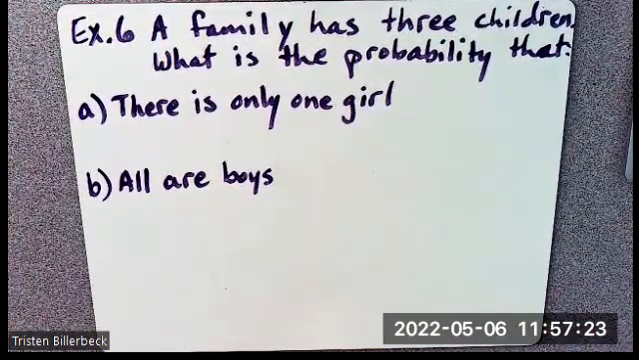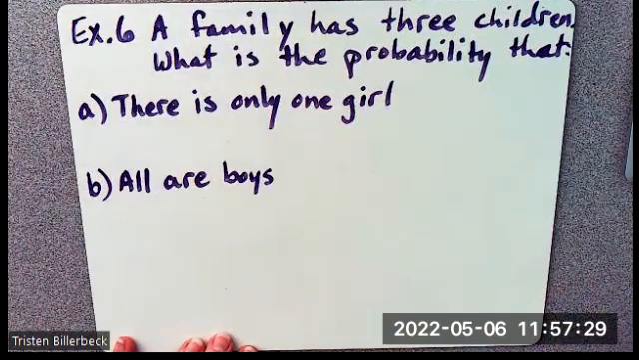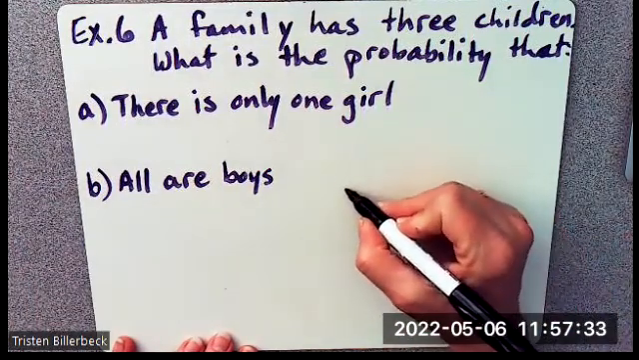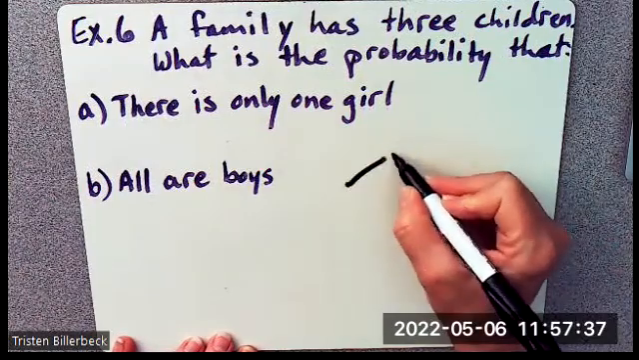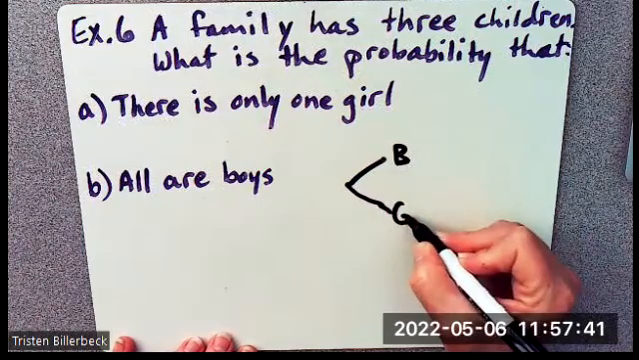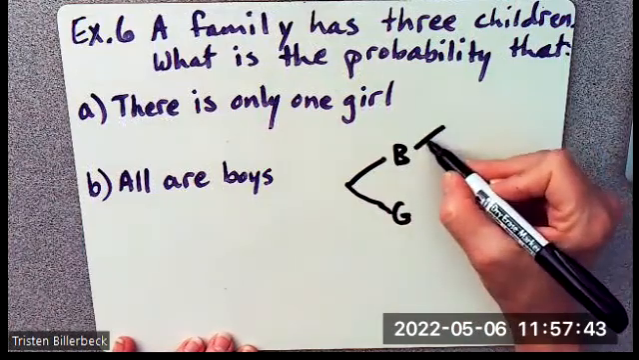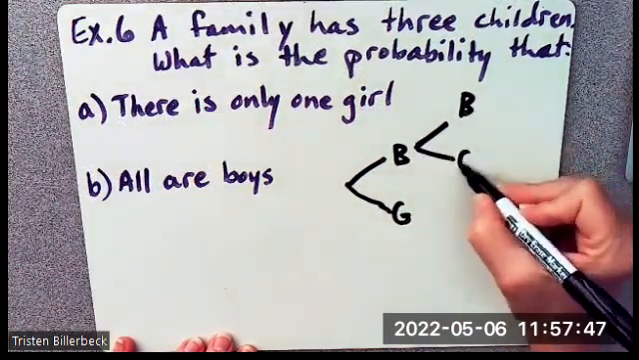What's the probability that there's only one girl? Okay, so we need to do a family tree. So we have 3 children. So with the first child, we have either a boy or we have a girl. With the second child, we have a probability of boy or a girl.